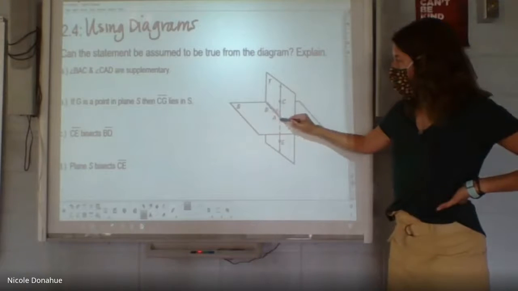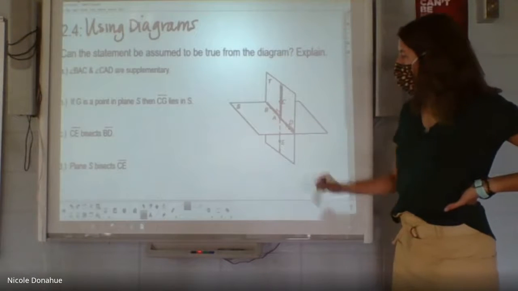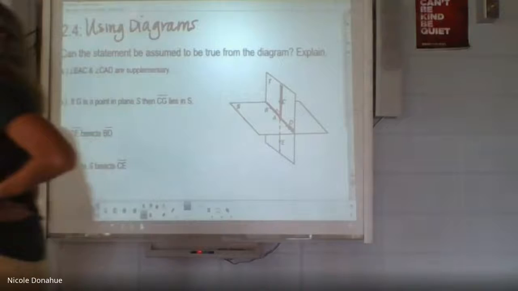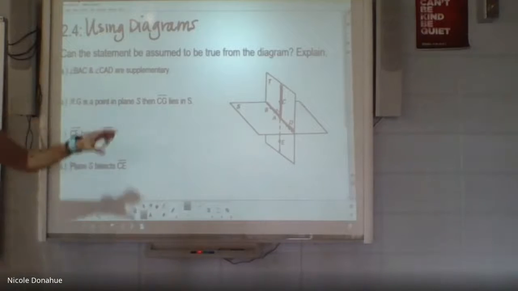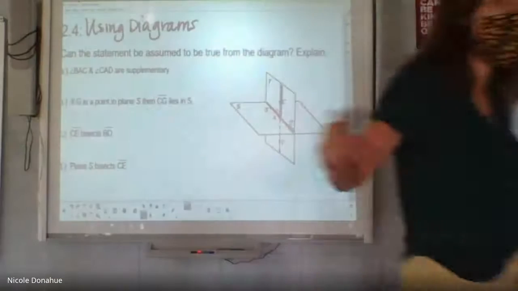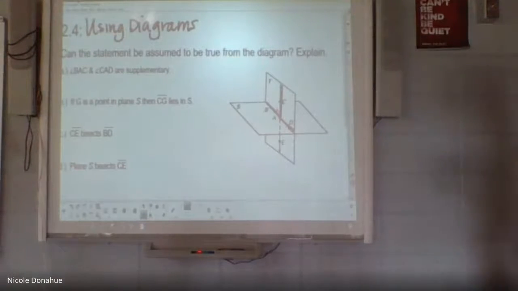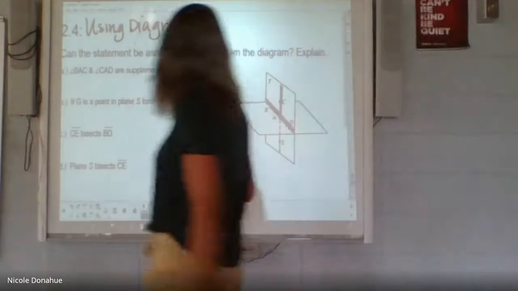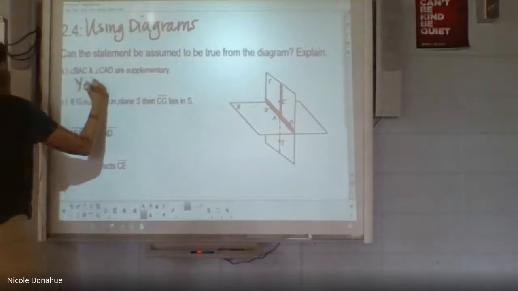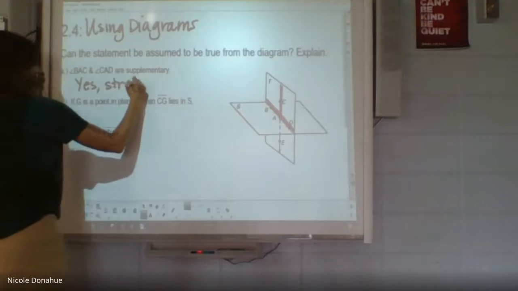BAC and CAD, are those supplementary? Supplementary means they what? Are equal to 180. Equal to 180. How can we assume that based off this drawing? It could be two right angles because it's a straight line. That's probably the bigger thing. So the right angles are obviously helpful, but the fact that they form a straight line together, we can assume straight lines. So this is yes, because of the straight line.